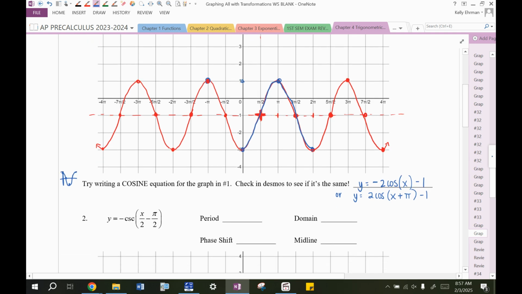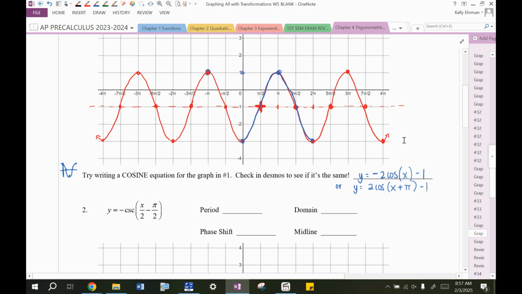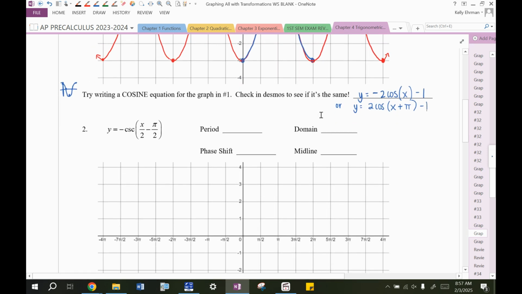There are a lot of different answers. Like I said, you could pick any two. That's actually what we're doing after this quiz, is writing. These are called sinusoidal functions. So we're going to come up with these equations for sine and cosine. Just sort of a preview.